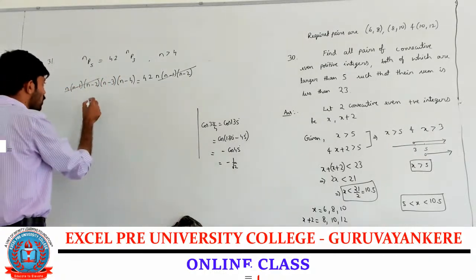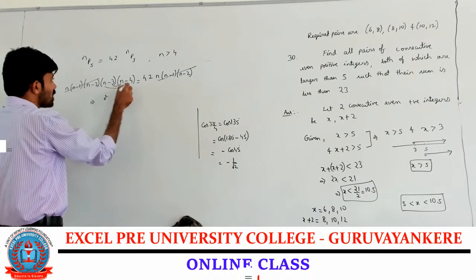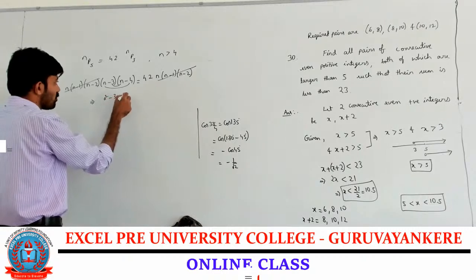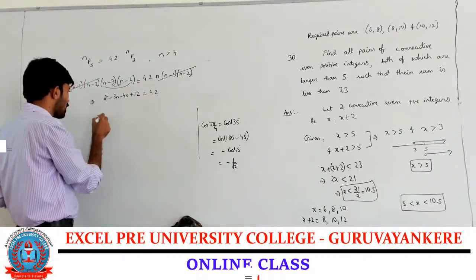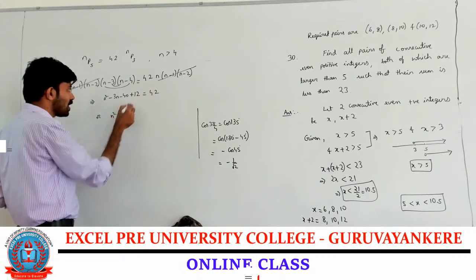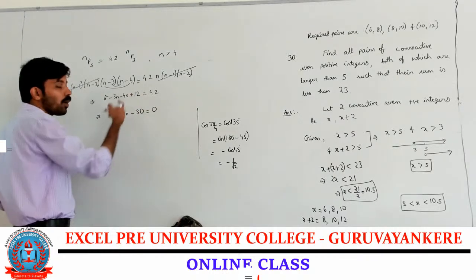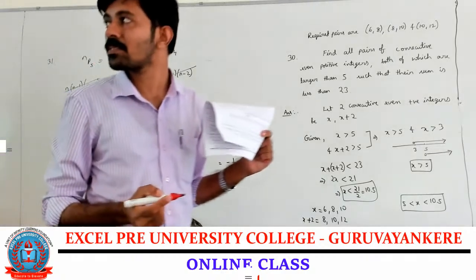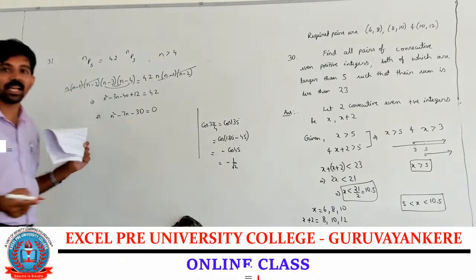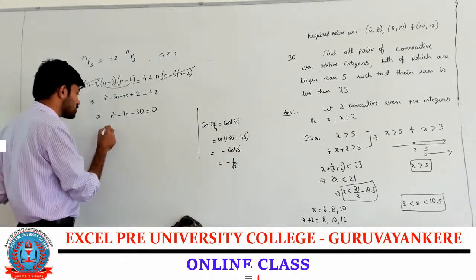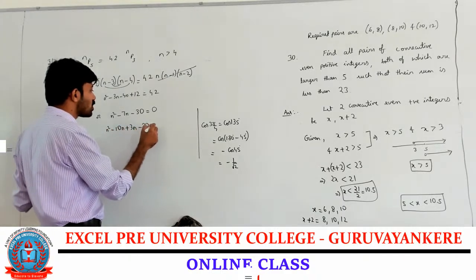cancels. What do I get? n minus 3 into n minus 4 is n square minus 3n minus 4n. Correct? Minus 3 into minus 4 becomes plus 12, equal to 42. Or you get n square minus 7n plus 12 minus 42, which is minus 30, equal to 0. Writing all the terms to one side, factorize this quadratic. Adding we must get minus 7, multiplying we must get minus 30. Factorize this: n square minus 10n plus 3n minus 30 equal to 0.